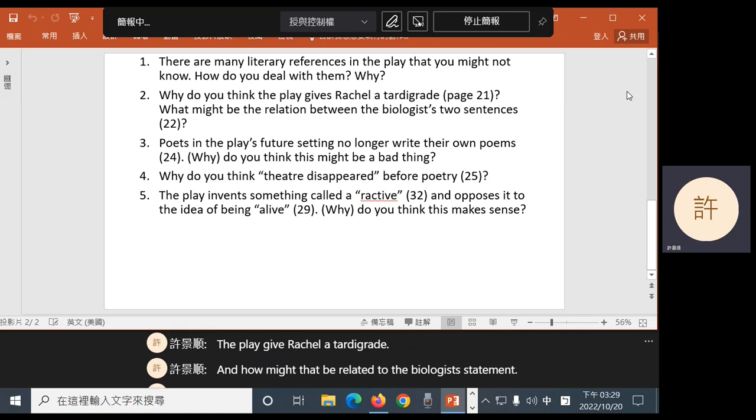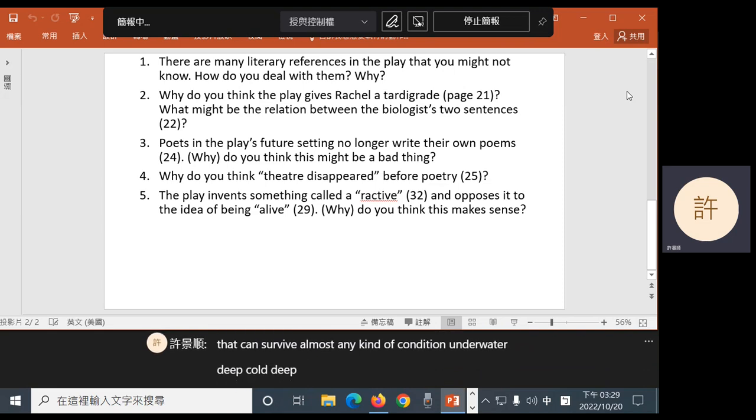So group one reminds us that a tardigrade is a tiny animal that can survive almost any kind of condition. Underwater, deep cold, deep, like hot places. Yeah, tardigrades can even survive in outer space for limited times. It is an animal that, on page 22, the biologist says at the top of page 22, it's an animal that can switch life on and off.